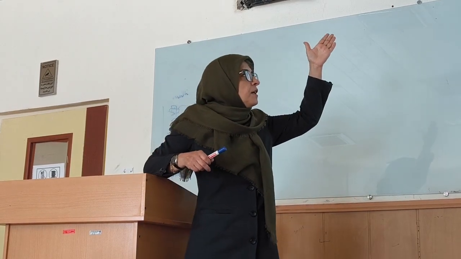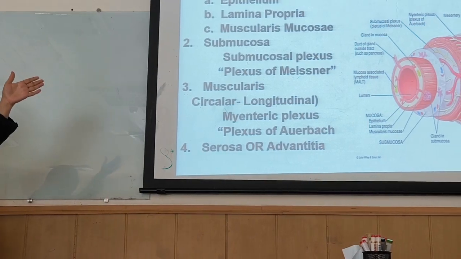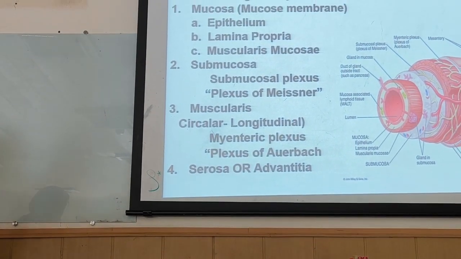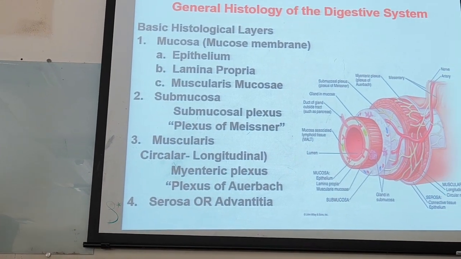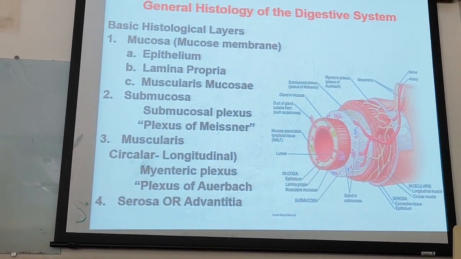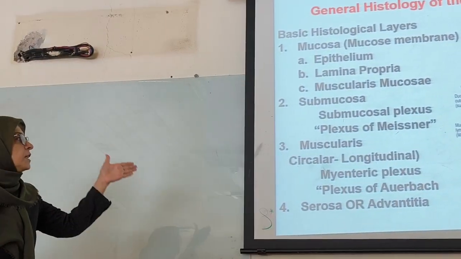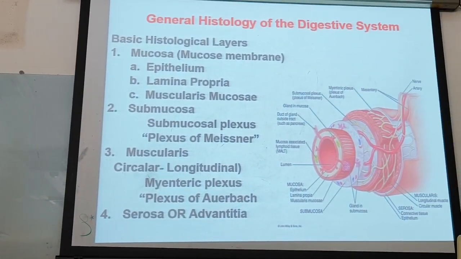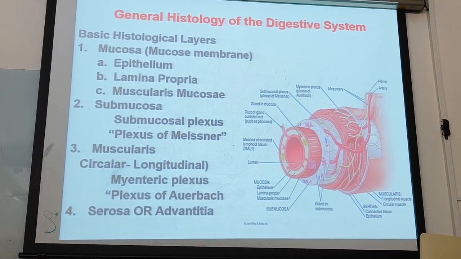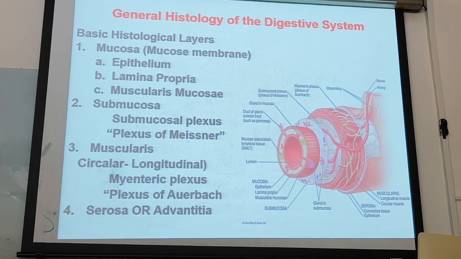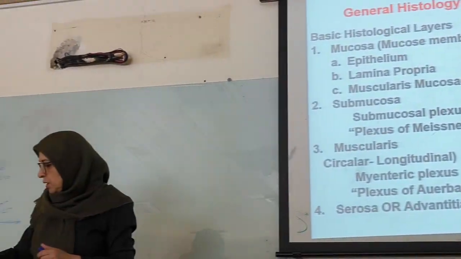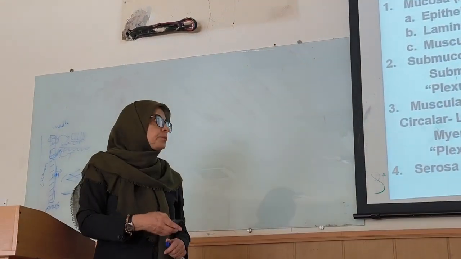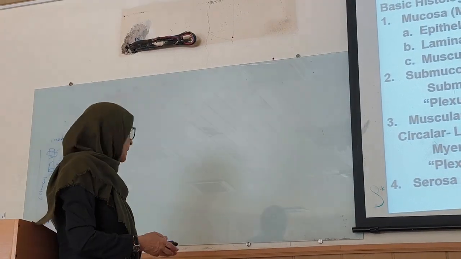Yes, we want to now study these 4 layers in all organs of the digestive system, from the mouth until the anus. All of them include these 4 layers, just with some differences between them because of their function, and also in the practical it helps us to identify them. Memorize these 4 layers.